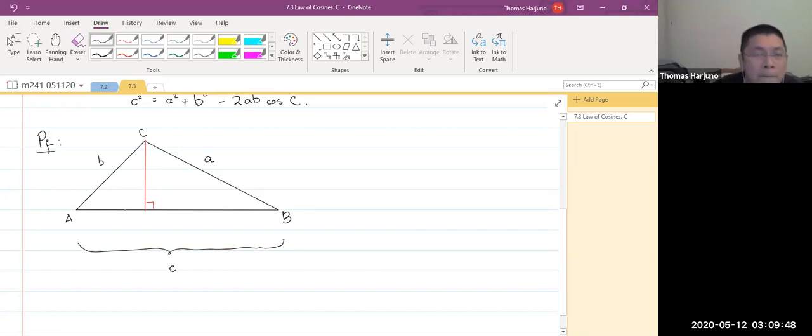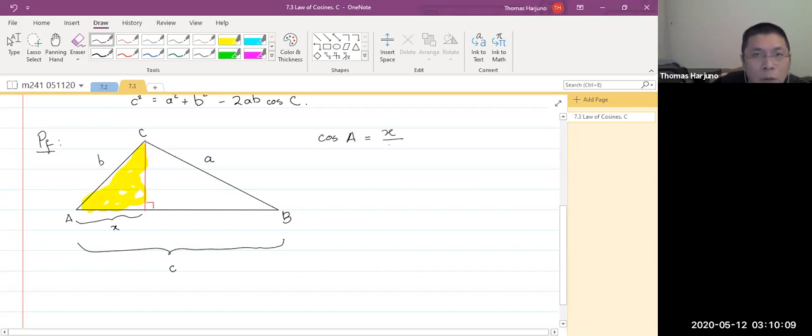Okay, now what is the length here? If I call this X, then X, in this right triangle here, we get cosine A equals X over B, right? Okay, so X will be equal to b times cosine A. Is it okay?